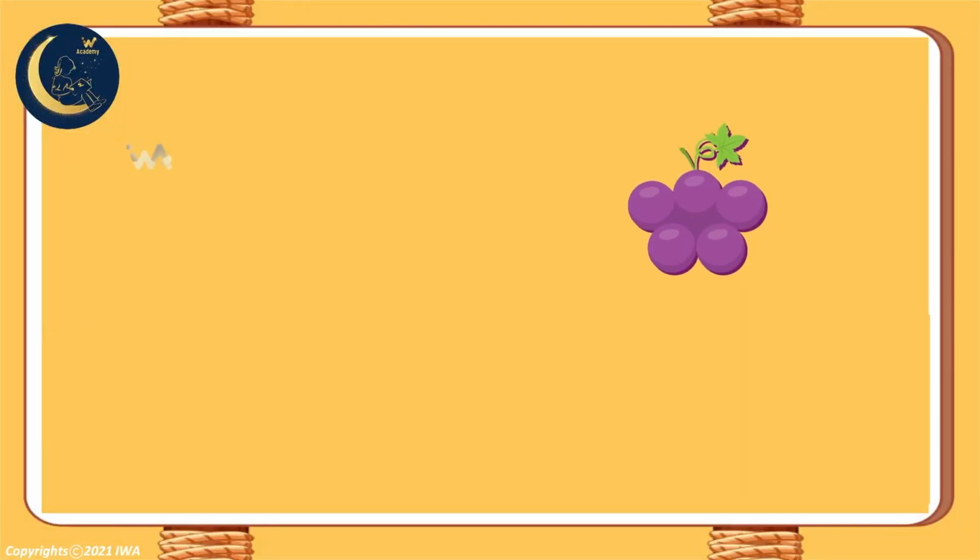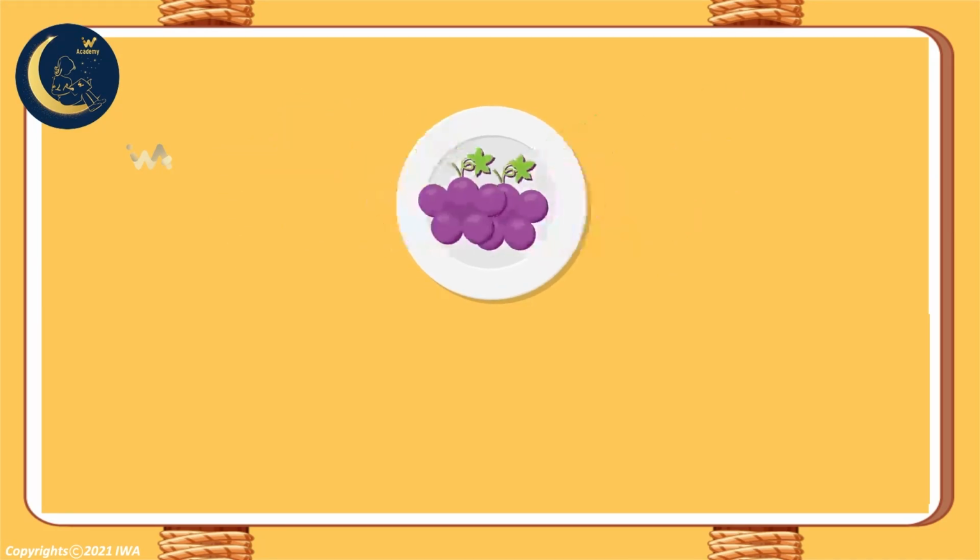Andrew is holding a bunch of grapes. He has 5 grapes within that bunch. James is holding a similar bunch with 5 grapes in it. Andrew and James placed their grapes on a plate. Can you tell me how many grapes are on the plate?